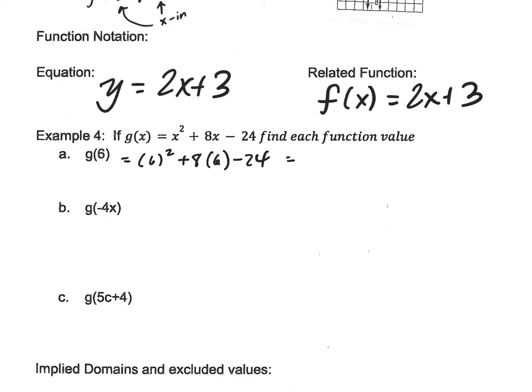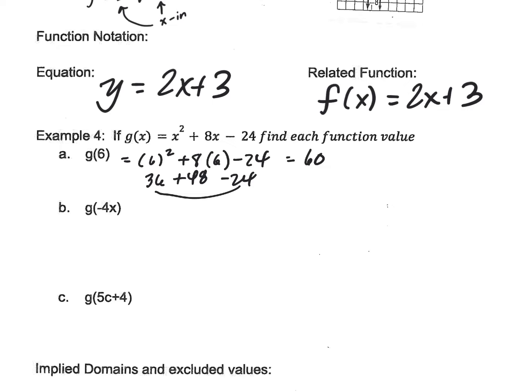So what do we get? 60. Okay. G of negative 4x. Y'all always freak out when they put a variable in. This is 36 plus 48 minus 24. This is 12 plus 48 is 60. That's right.